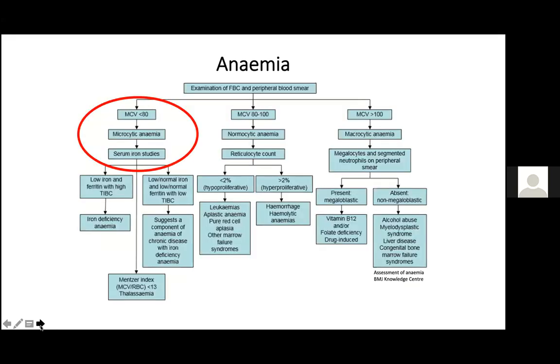So this flowchart is from the BMJ, and that tells us what to do. This patient's falling into the category of a microcytic anemia. It's got a mean cell volume of less than 80. So it tells us exactly what to do next. We do serum iron studies, also known as hematinics.